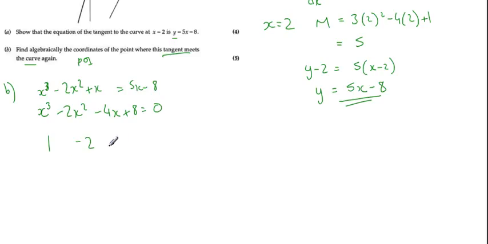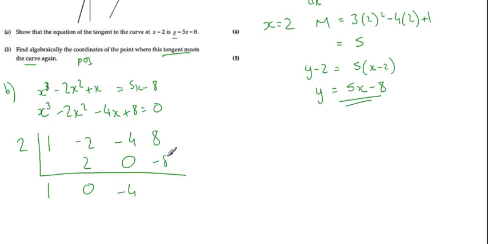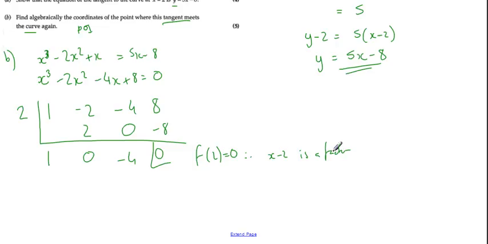So synthetic division: 1, minus 2, minus 4, 8. I'm going to use 2 as a factor because I know that will work. So 1, 2, 0, 0, minus 4, minus 8, 0. Perfect. So f of 2 is 0, therefore x minus 2 is a factor. I knew that, but let's be clear.